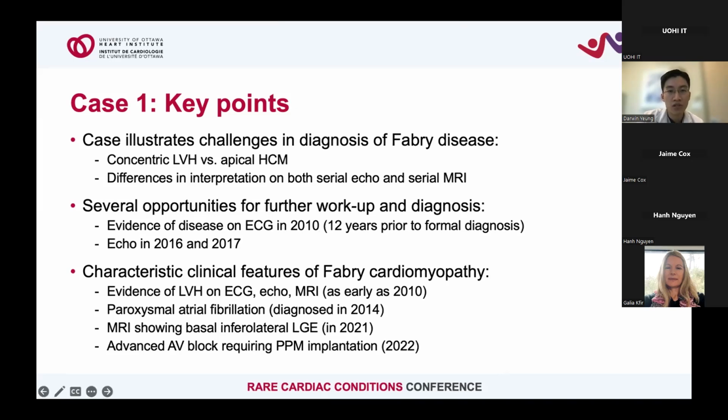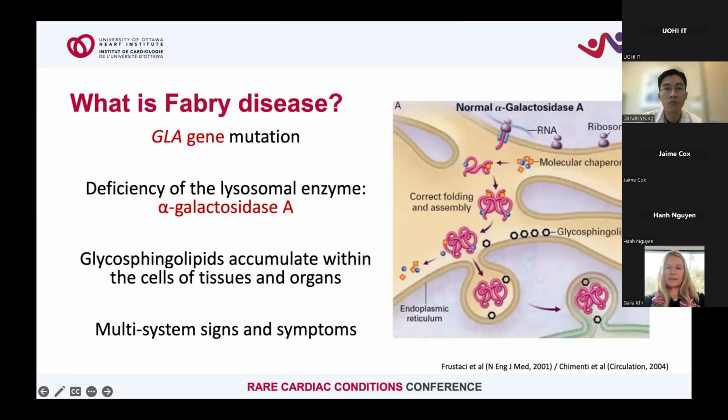There was evidence of LVH on ECG and cardiac imaging. There's paroxysmal atrial fibrillation. MRI showed basal inferolateral LGE, and this, again, is a segment that's often involved in patients with Fabry disease. And again, there was advanced AV block requiring permanent pacemaker implantation, which again is seen more often in Fabry compared to HCM. So just a brief overview of what Fabry disease is.